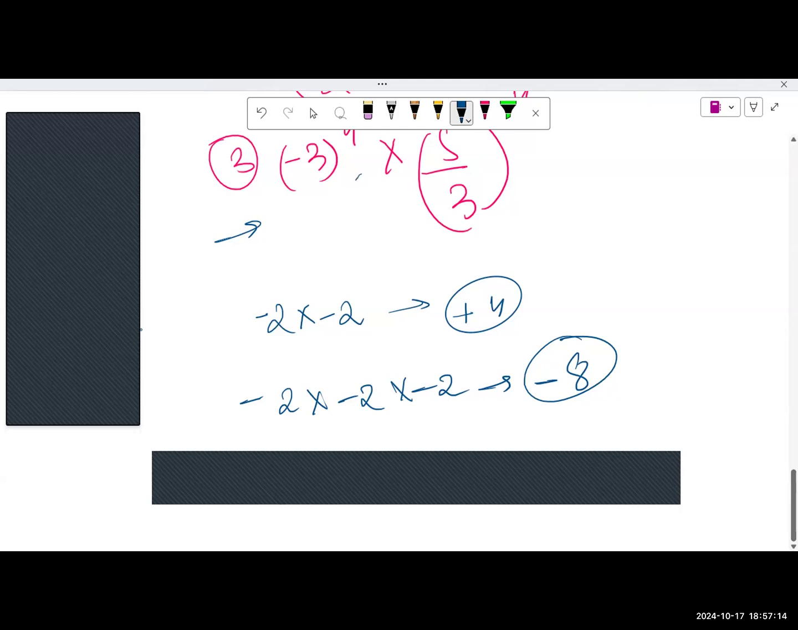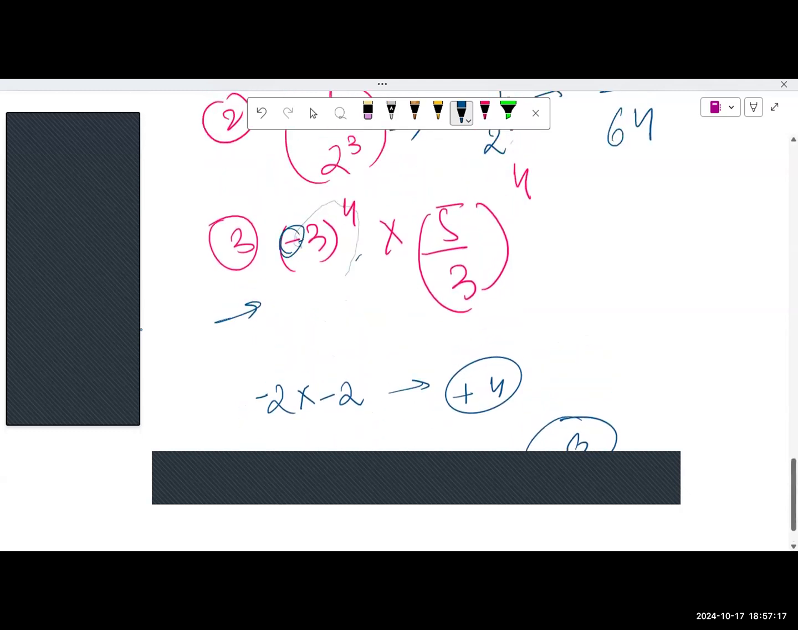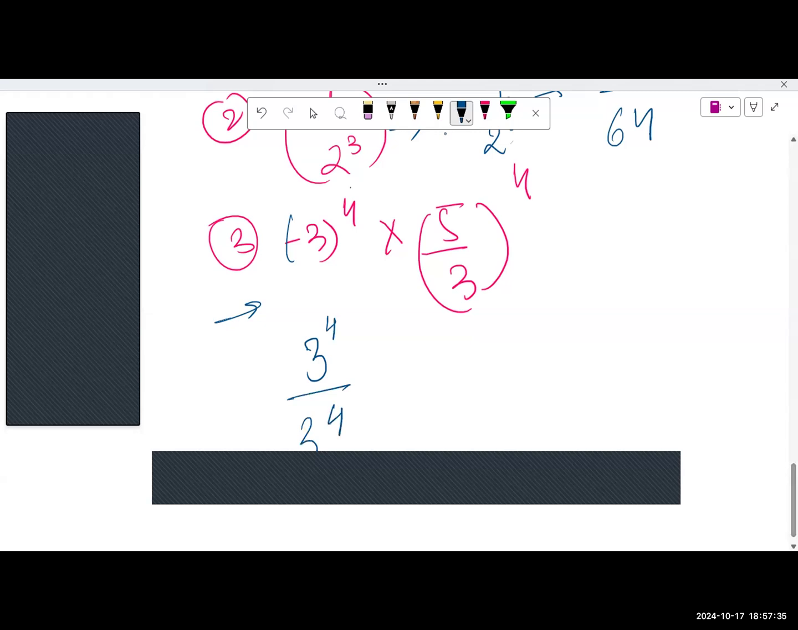Okay. So here, the negative sign does not have any value. Why? Because the power is 4, which is an even power. So you can even remove this sign. It will be of no use. So you can write 3 to the power 4 upon 3 to the power 4. This will be cancelled and you will have 5 to the power 4. So your answer will be just 5 to the power 4. You understand this thing? Okay, ma'am.